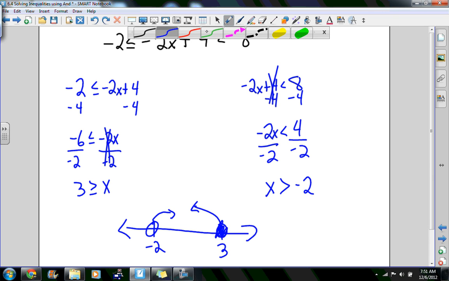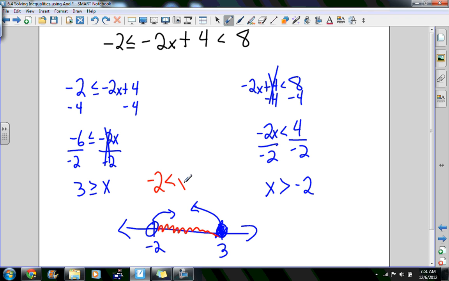So our answer will be right in the middle. Our algebraic answer will be -2 is less than x, which is less than or equal to 3. Or you could write it the other way. You could write 3 is greater than or equal to x, which is greater than -2. I prefer this way, but both ways are mathematically correct. Now I'm going to pause it. I want to make one tiny little thing to show you at the end.